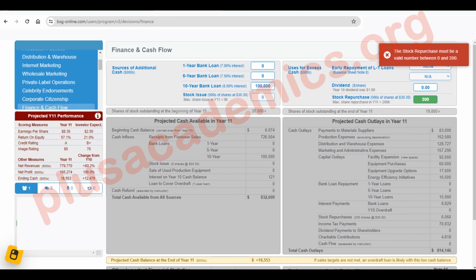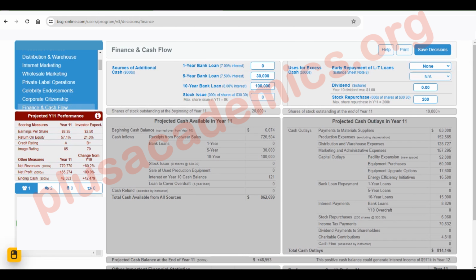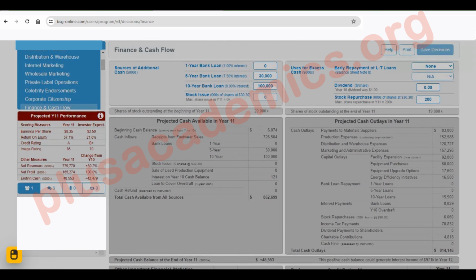So still, we have a positive number of 18,553, but that is not enough to cover us against an emergency loan or a bank overdraft. And that's the reason why we are further taking a 5-year bank loan of 30,000. And currently, you can see the background color of projected cash balance has changed from yellow to somewhat gray. That means we are better off against bank overdraft.